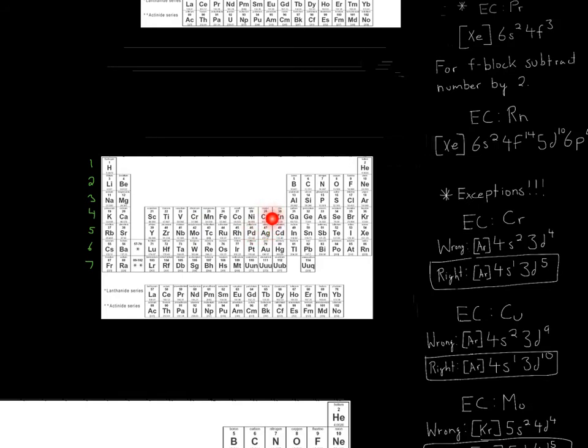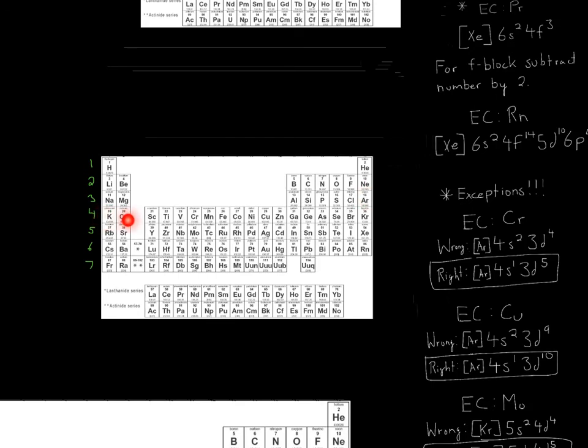I guess a backwards L, right? So Cu, Ag, and Pd. Let me go over Cu. Cu's over here, so let's do the old method. Cu is period 4, I go up. Period 3 is argon. And that's our noble gas, right here, argon.